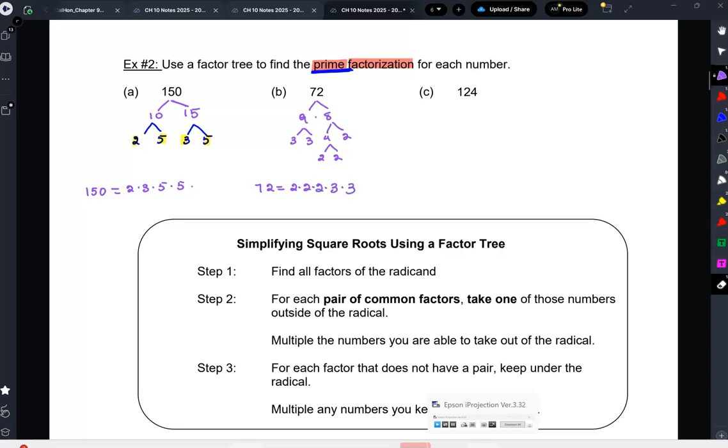For now, I'm not going to group them. I'm just going to write them out like this. There is a reason why I'm doing this. Okay.